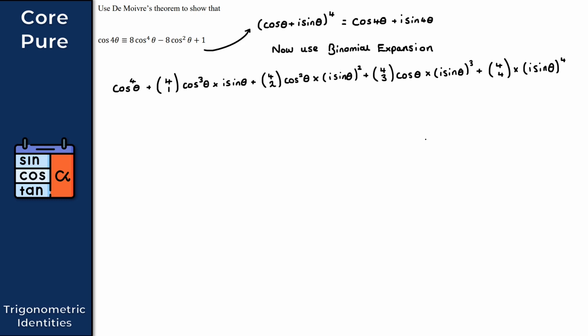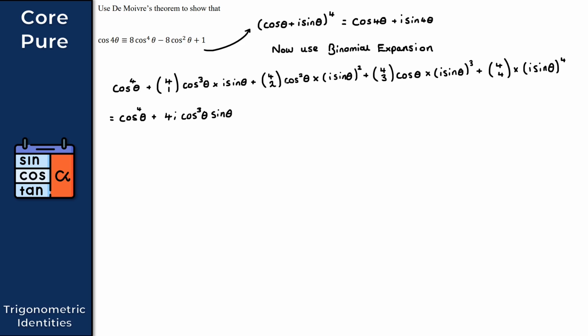Okay, so let's just simplify here. Well, we can't do anything with the cos theta raised to the power of 4. So that's just cos theta to the power of 4. 4 choose 1 is 4. So we get plus 4. I've also got cos cube theta, and then we times this by i sine theta. So altogether, what I've got here is 4i. So we'll put the imaginary unit with the 4 here. So we get 4i cos cube theta sine theta.